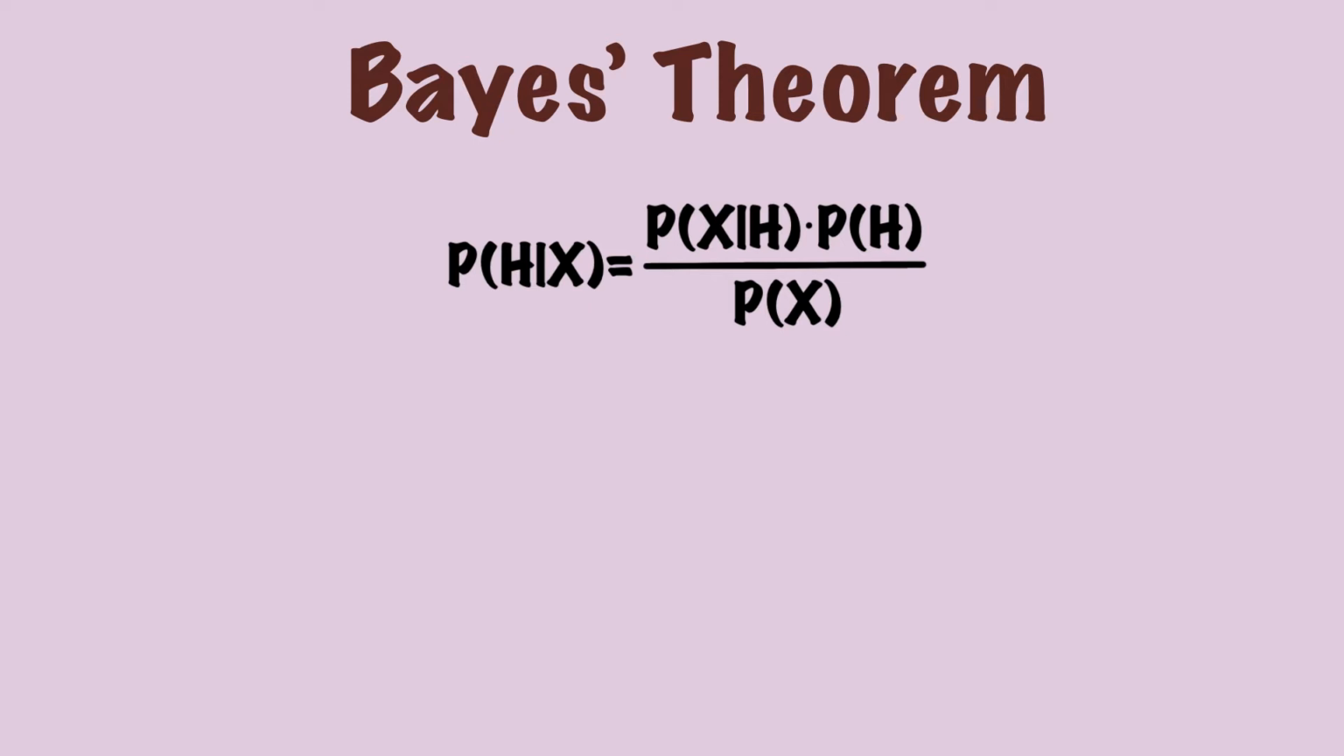The theorem goes like this. The probability of H conditioned on X is equal to the probability of X conditioned on H times the probability of H divided by the probability of X. It might look complex, but we'll go through it in detail now.